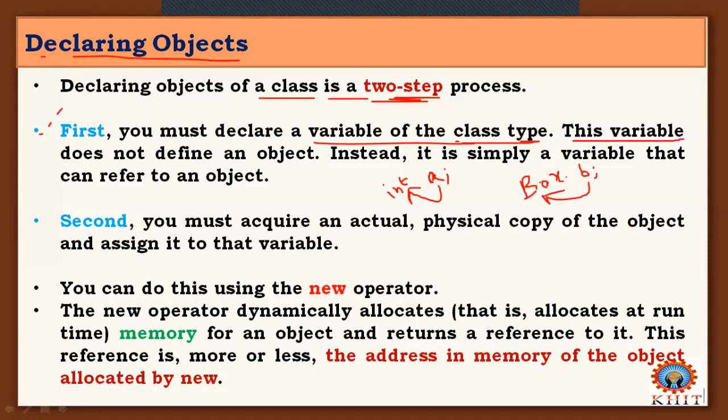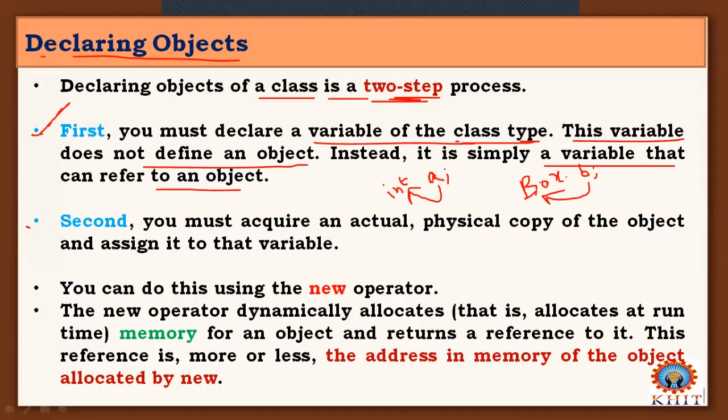But here this variable does not define an object, but it's simply a variable that can refer to an object. So by declaring it like this, it doesn't mean an object is created. It's simply a variable that can refer to an object of the box class. And that is the first step we should do in the process of declaring objects of a class.